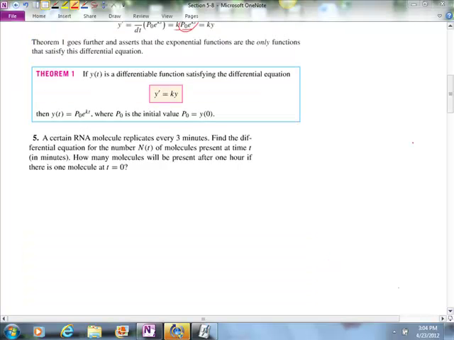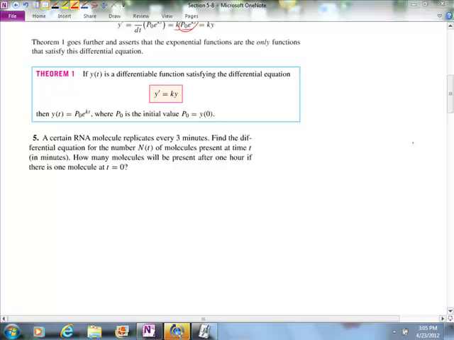Okay, so looking at number 5, it says a certain RNA molecule replicates every 3 minutes. So just take that sentence. It replicates every 3 minutes. Say you had 5 of the molecule, then after 3 minutes you would have a replication of it, so you would have 10. If you had 4 of the molecule, then after 3 minutes you would have 8, because you have this replication that occurs after 3 minutes. So that's this first idea that we need to think about.